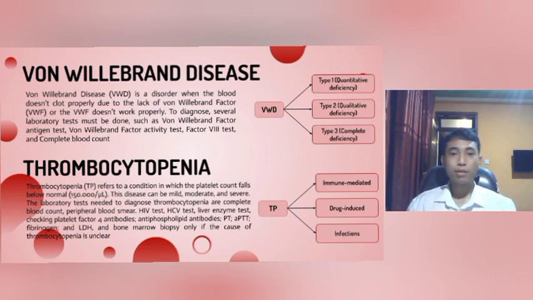This time I will explain about von Willebrand disease and thrombocytopenia. Von Willebrand disease is a disorder in which the blood doesn't clot properly due to the lack of von Willebrand factor. There are 3 types of von Willebrand disease: type 1, 2, and 3. Tests needed to diagnose include the von Willebrand factor antigen test, CBC, and so on. Thrombocytopenia refers to a condition in which the platelet count falls below normal and can be mild, moderate, or severe. It can be caused by autoimmune conditions, drugs, and even infections. Tests needed to diagnose are CBC, blood smear, and so on.